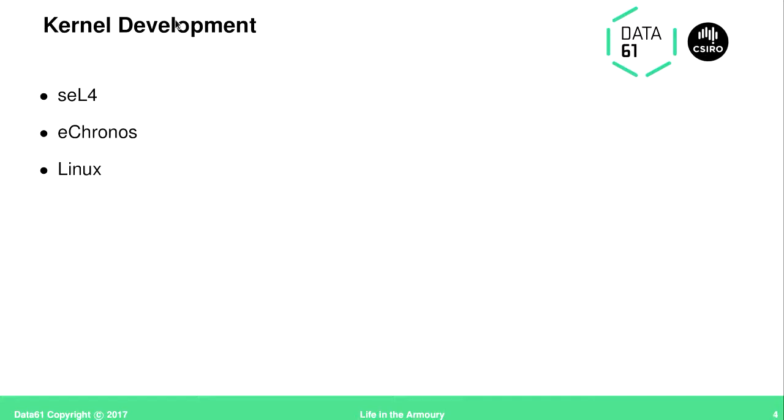So, a bit of background. What we do is kernel development across a wide range of platforms. Our main kernel is seL4, which is a microkernel in the L4 family of kernels. A microkernel doesn't do very much. All it provides is memory management, threads, interprocess communication, and a mechanism for giving capabilities out to different things so they can talk to each other. And that's about all it does. So you have to build systems on top.